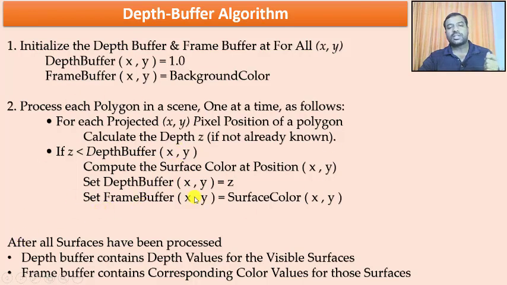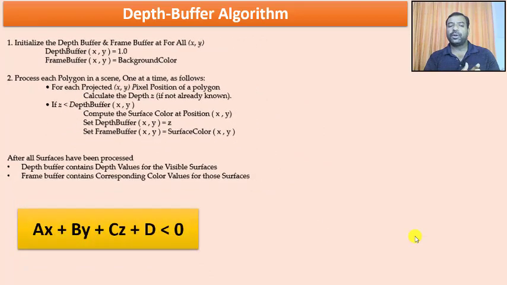Once all the surfaces have been processed, the depth buffer contains the depth value for the visible surface, and the frame buffer contains the corresponding color value for all those surfaces. This is how we perform the sorting or ordering operation of the surfaces and decide which surface is the front face and which is the back face. This is how the depth buffer algorithm will be used in your program.